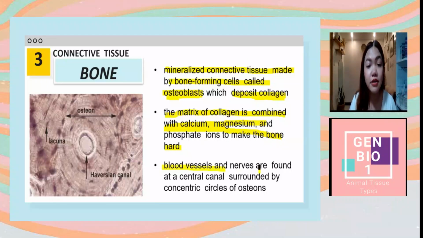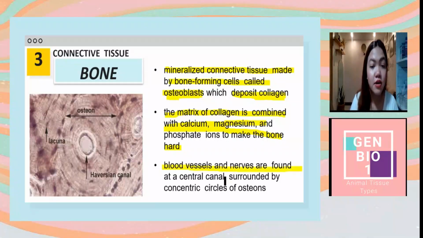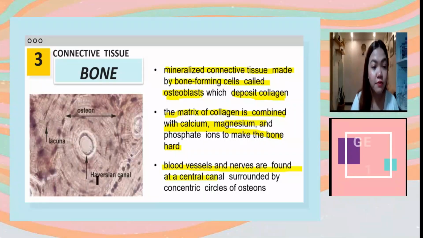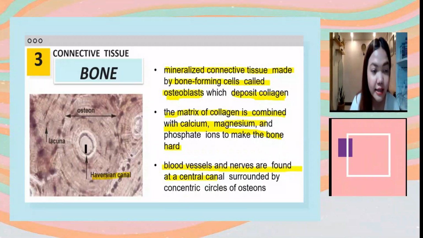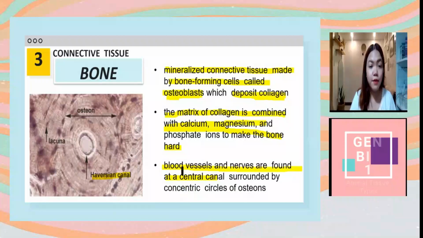So the blood vessels and the nerves are found at the center or at the central canal, which is your Haversian canal, then surrounded by concentric circles of osteon. So here, dito, that's a canal. So that is where your blood vessels and nerves are found.